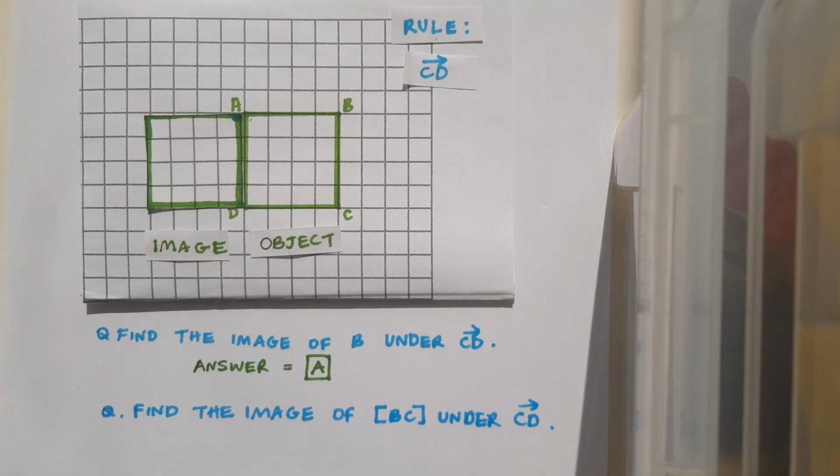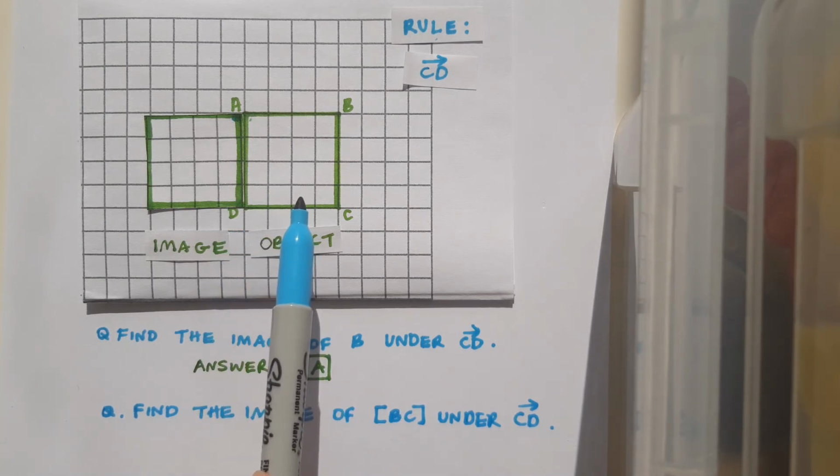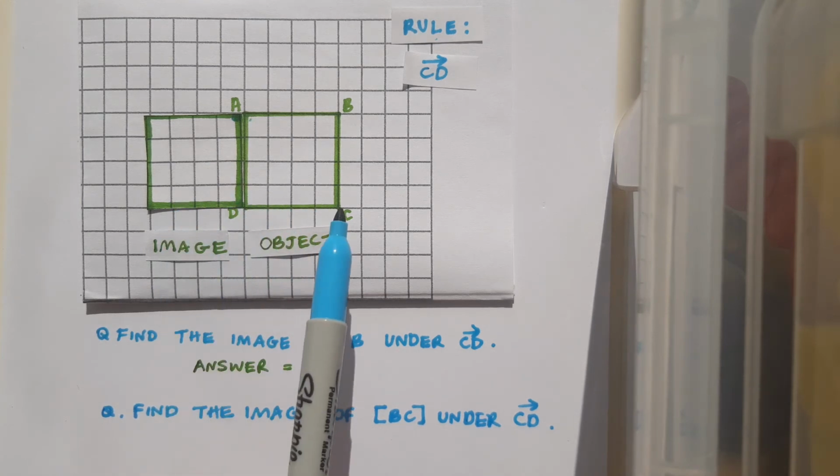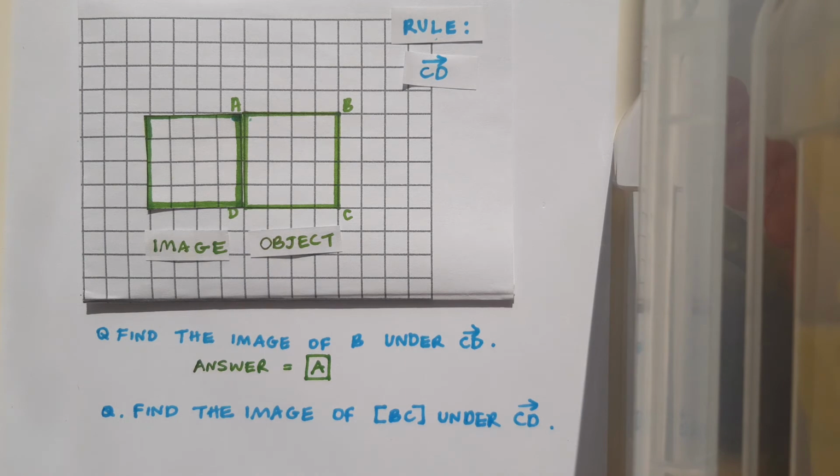Another common question type is find the image of BC under CD. This time I'm being asked to take a line segment BC and move it using the rule CD. So we can see still up here in my diagram, my object was here. I've pushed my square in this case over so that C is now landing on D.